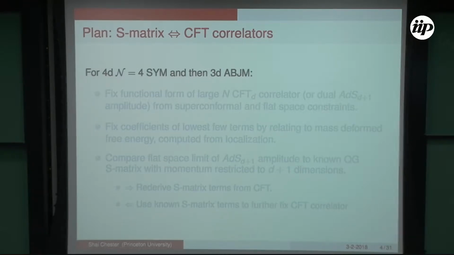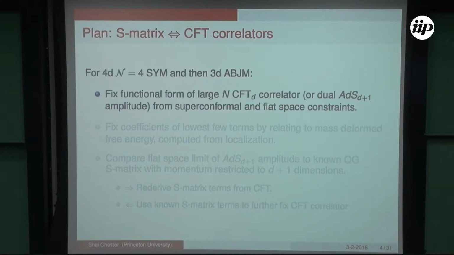Okay, so let's give the plan in a little bit more detail. First we're going to do super Yang-Mills, then we're going to do ABJM theory. The first step is to fix the functional form of these large N CFT correlators, which can be equivalently thought of as AdS_{D+1} amplitudes.